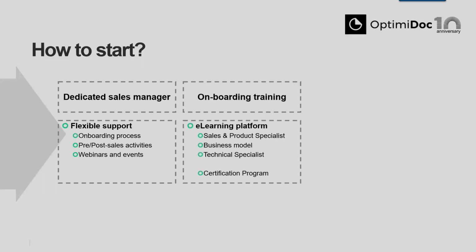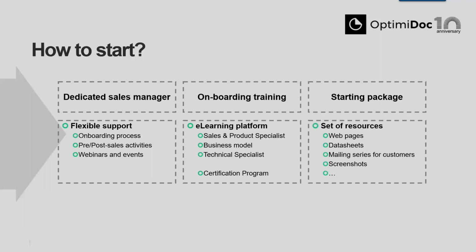And of course, we have the onboarding training. We can provide the on-site onboarding training, but we have also created an e-learning platform. Through this e-learning platform, we are providing sales and product trainings, business model trainings, technical specialist training, and of course, we also run the certification program. So once you pass the training, you automatically obtain a certificate valid for 1 year as a technical specialist, or for example, a product specialist.